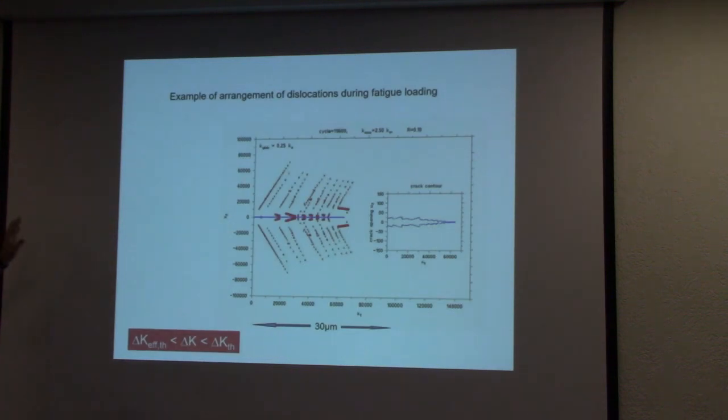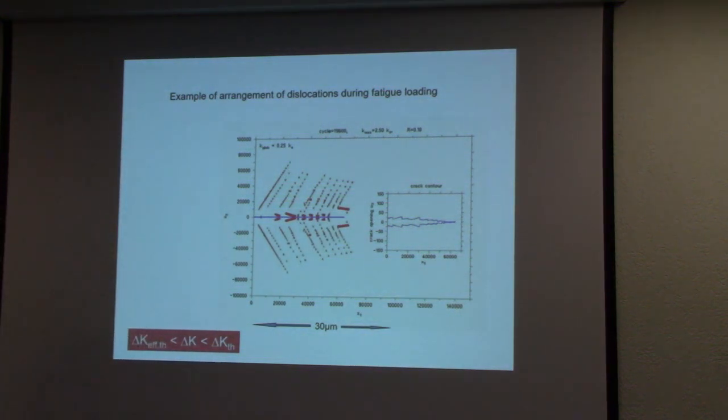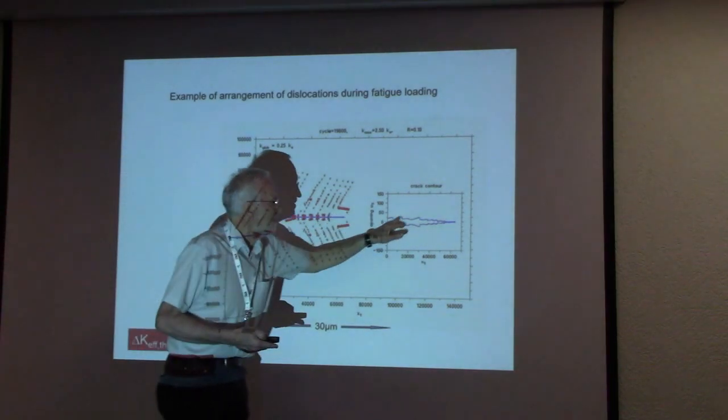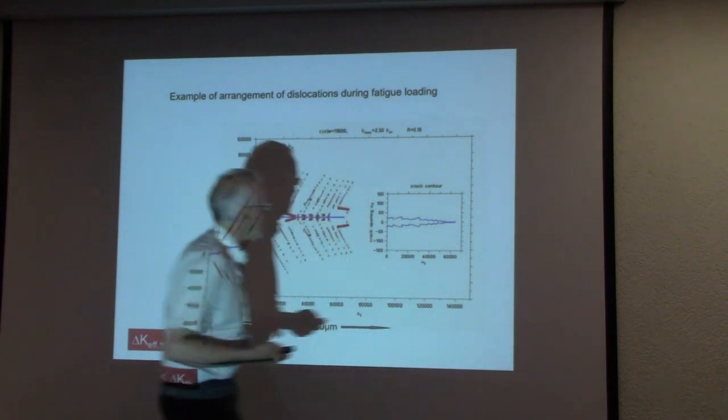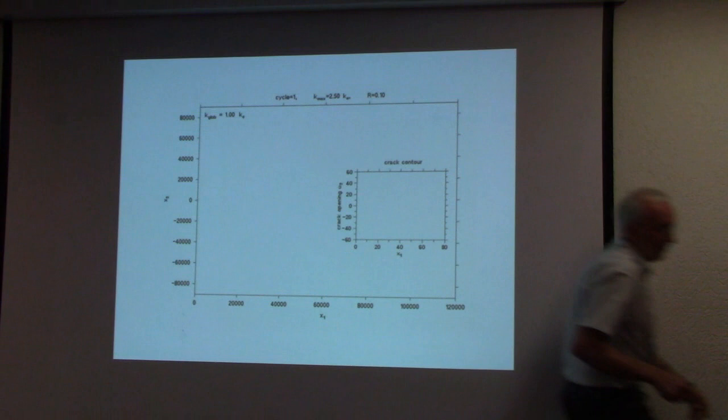You see, this was the result of discrete dislocation simulation. You see the arrangement of dislocations, and the crack has grown, and it forms some serration, some special shapes. Okay, I will show you one thing.